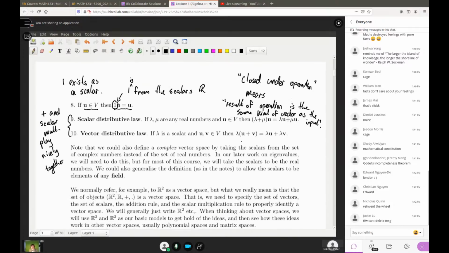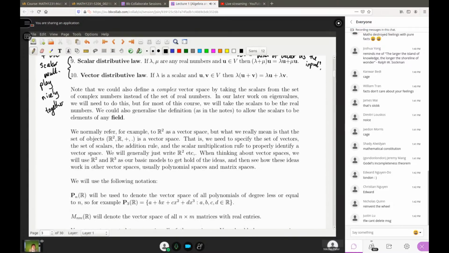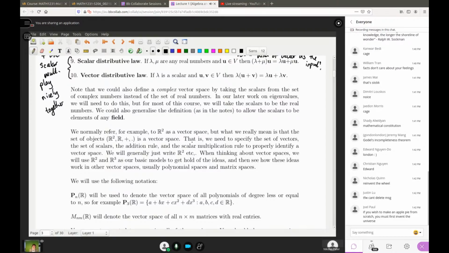Right, back to where we were. So we've just defined the laws of vector spaces. Let's keep going. You can also define vector spaces with slightly different fields, like complex numbers instead of real numbers. That's a kind of freaky thing that happens in later years.